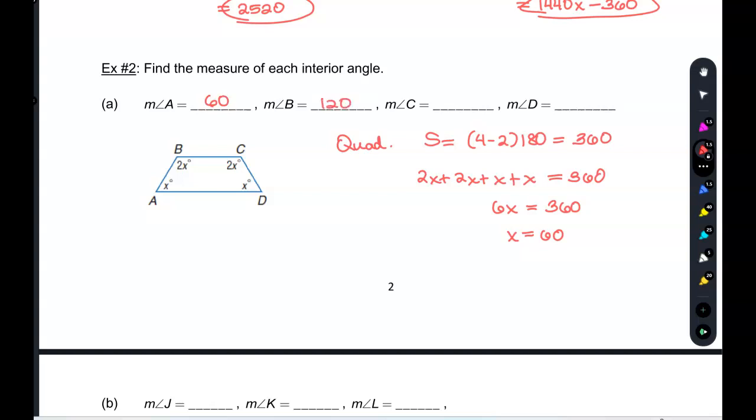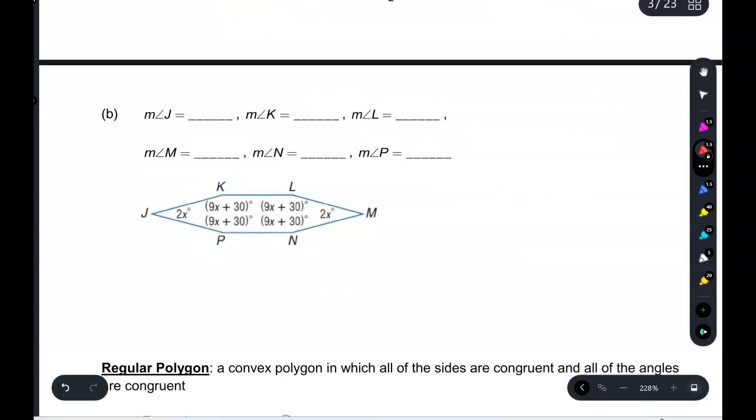So wait, why didn't we need the formula for that one? Okay, you don't need the formula necessarily. Like I said, it just helps. What if it was a heptagon? You would want to go back and figure out how many sides: 7 minus 2 times 180. But quadrilaterals we're going to be using a lot. So you should just remember that it's 360.